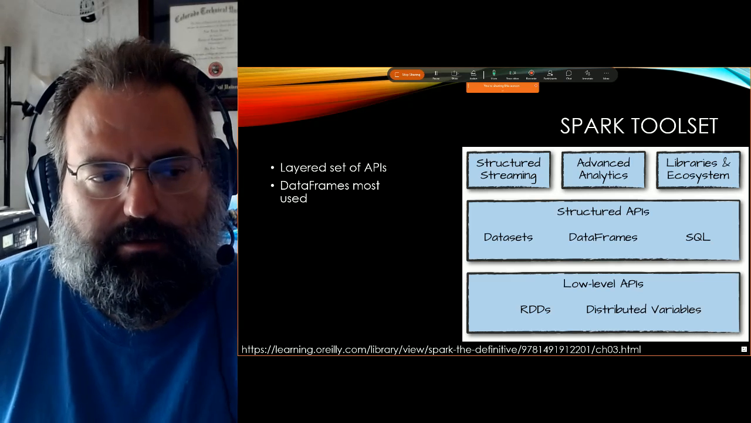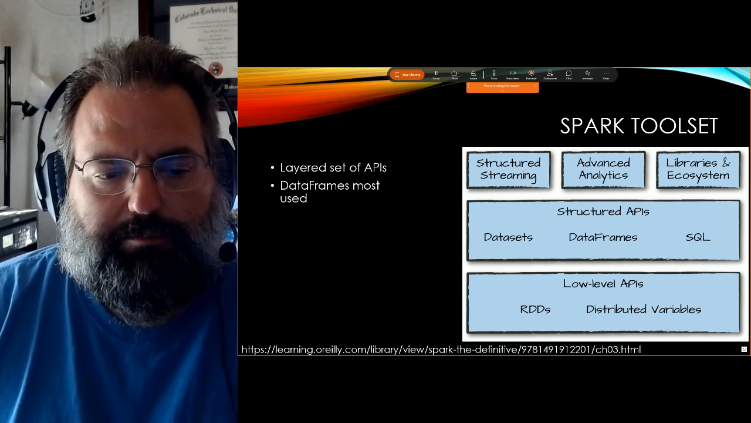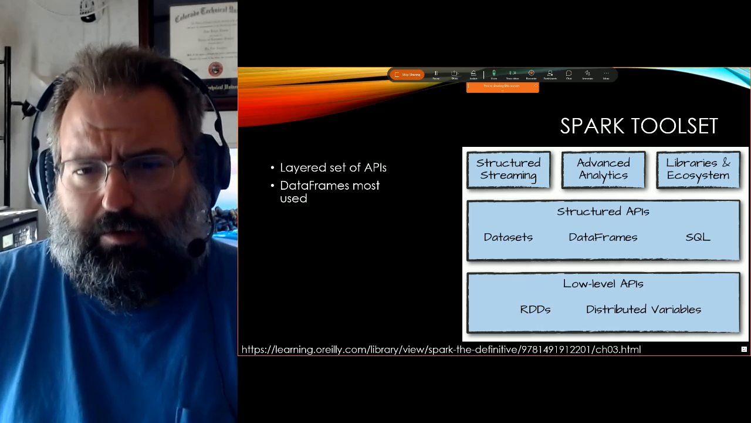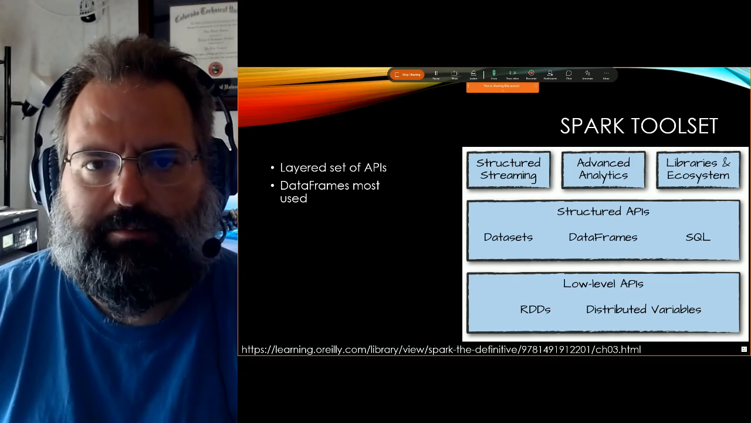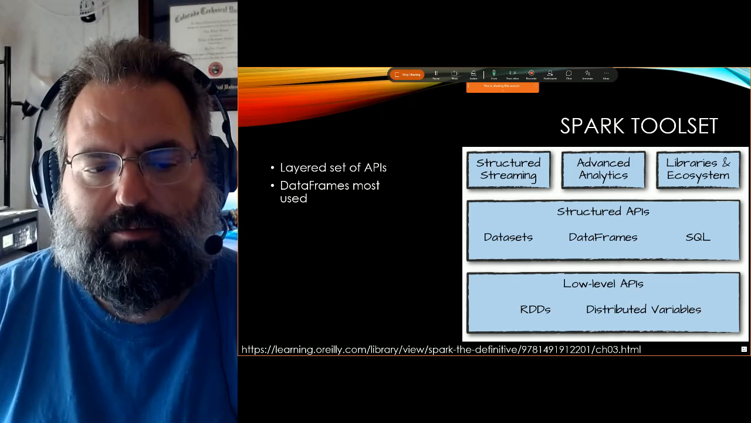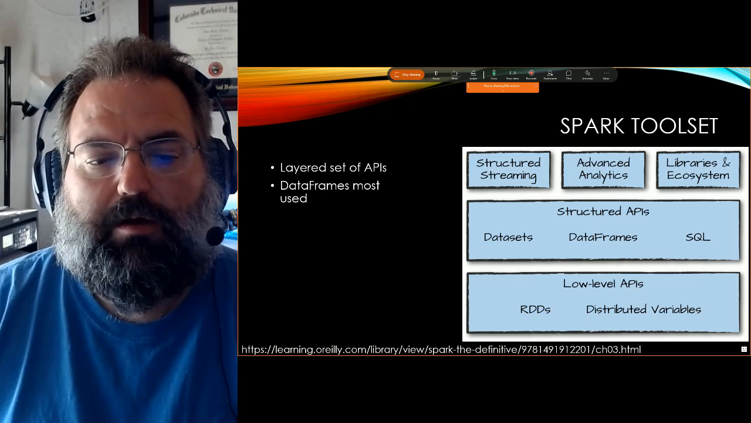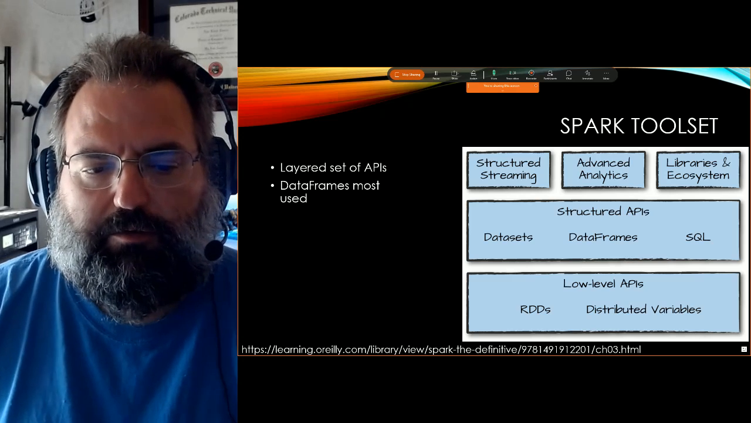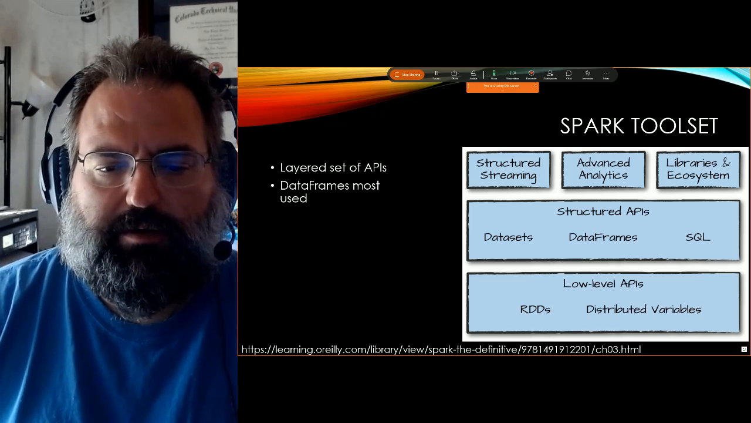Taking a look at the layers of it, at a very low level is RDD and distributed variables. You almost never go there. That's not something that's commonly done. A step above that is the structured APIs, which is datasets, data frames, and SQL. Of those, datasets is almost down at the lower level, right? Generally speaking, you're going to be working with data frames and SQL.